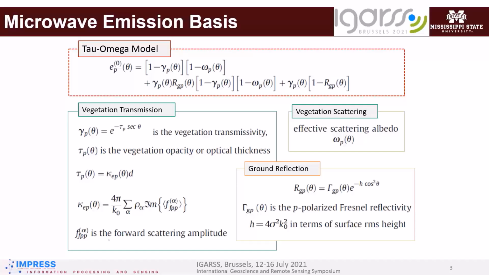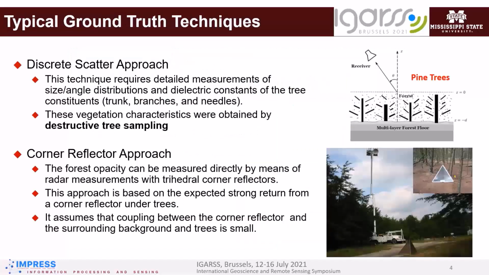Even though the tau-omega model is being applied to estimate soil moisture under tree canopy, these retrievals are still considered to be research products, as their validation is challenging at the satellite footprint, which is 20 to 40 km resolution. The typical ground truth techniques to estimate vegetation transmissivity can be grouped into two categories: discrete scatterer and corner reflector approaches. The discrete scatterer approach requires detailed measurement of size or angle distribution and dielectric constant of the tree constituents. These vegetation characteristics are obtained by destructive tree sampling, while the corner reflector approach relies on the expected strong return from a corner reflector under trees, taking the difference between measurements in forested and open areas.